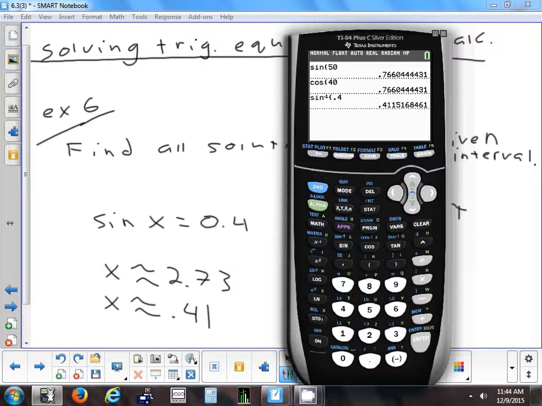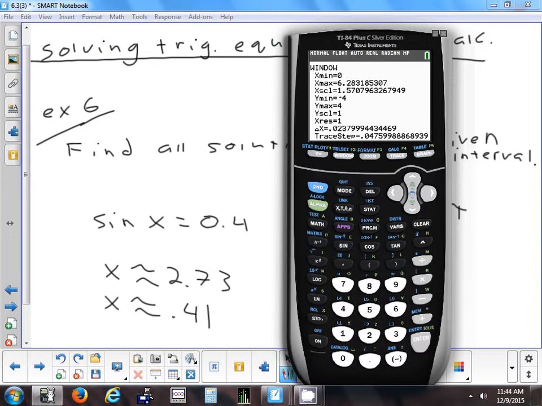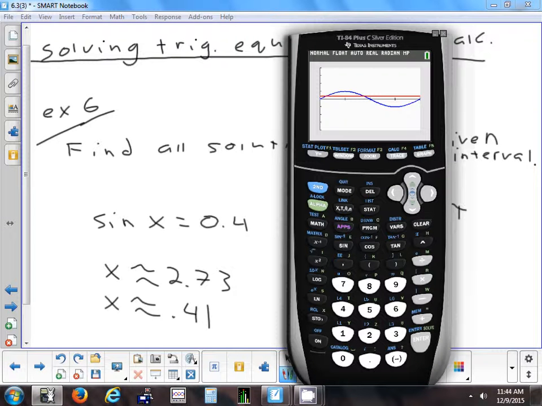For the x scale where it's 1.57, how do you get that calculation? I just did zoom 7 and it filled that in. Does anybody know what 1.57 really is in terms of pi? That's pi over 2. So what the calculator is really doing is putting a tick mark every 90 degrees, or pi over 2 radians.